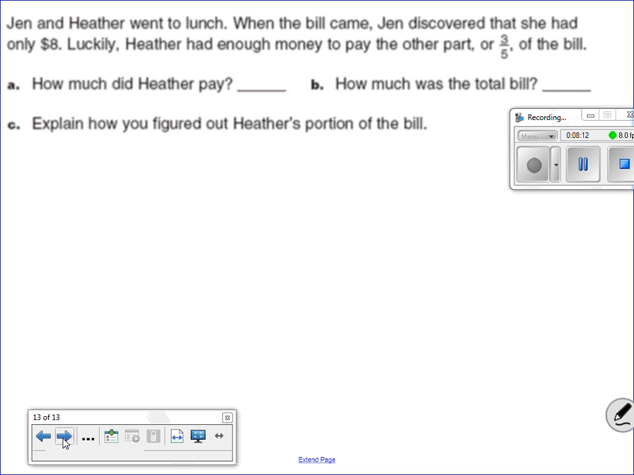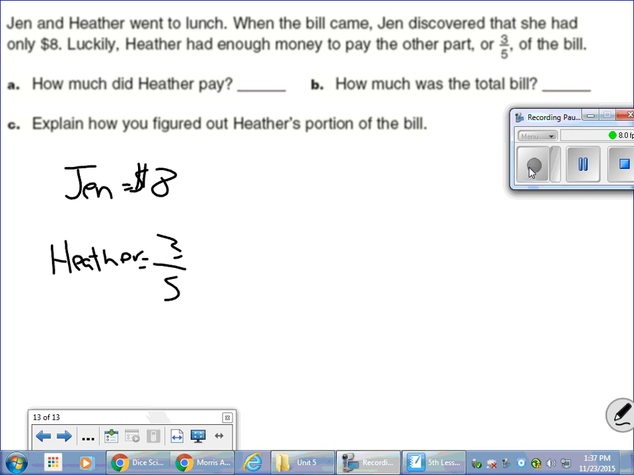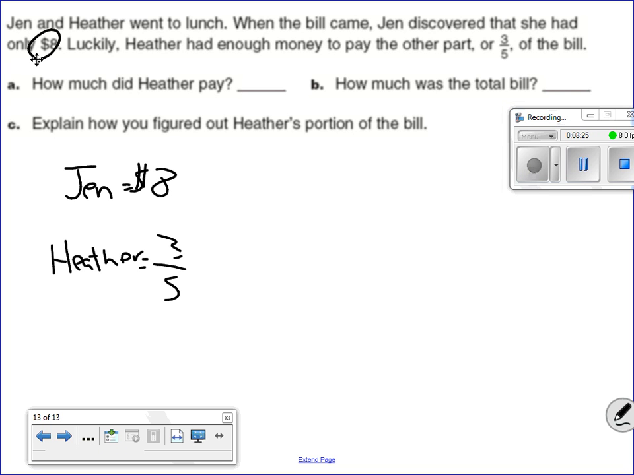Here's the problem here. I'm going to press pause. I want you to try and see if you can solve this problem. If you're not getting it, go ahead and solve with me. All right, let's take a look at this problem. Jen had $8. Heather had enough money to pay 3/5 of the bill. So what does this mean? Jen then had to pay 2/5 of the bill if Heather paid for 3/5. So we have to find out what 2/5 of the bill is, okay?